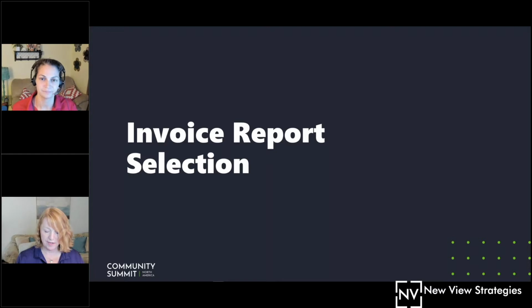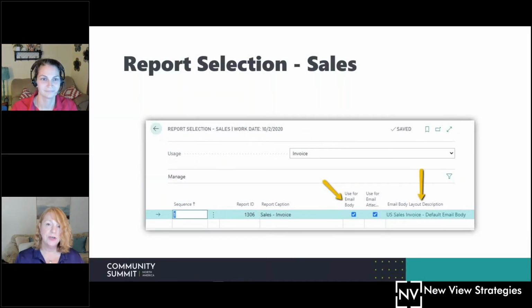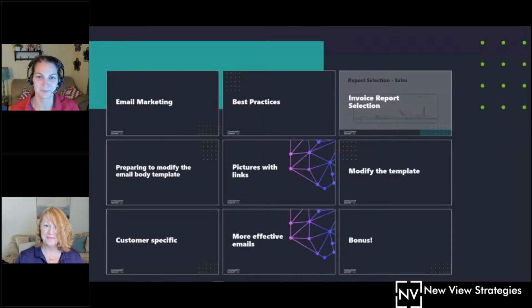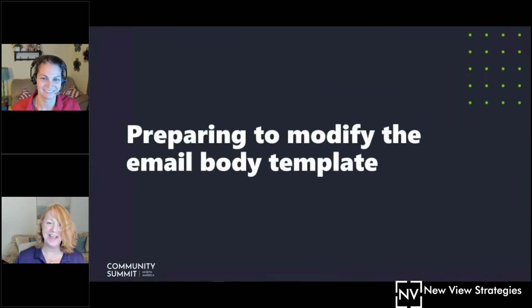Great question, Carrie. So we can actually go to report selection sales. And here's where we indicate as a company, whenever we're doing a quote or an order, and in this case, an invoice, what report we are using to not only create the invoice, but also if we're emailing those invoices, what report we use for the email body. And in this case, it's 1306. So remember that number, 1306. I definitely will. Okay, great. I'm a numbers person. That's why I gave you that assignment.